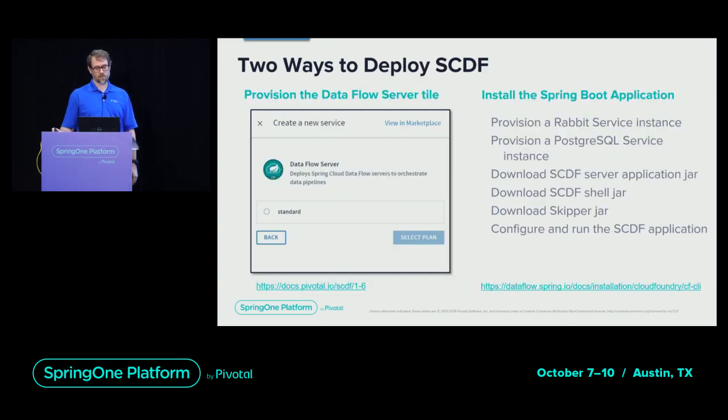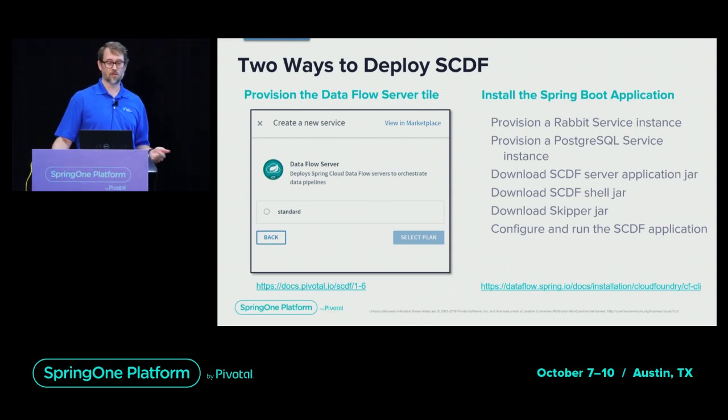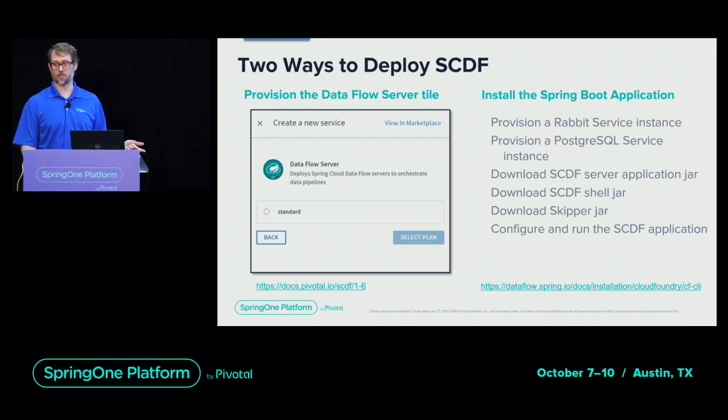And there's basically two ways to deploy Spring Cloud Dataflow on the Pivotal platform. The easiest way is on the left there. If you can provision a service tile, it'll do everything for you. And you need additional services in order to use Spring Cloud Data Flow. Specifically, you need some sort of SQL database, and that's to save the metadata that's related to the applications and streams that you're building. And then you also need a transport or a messaging service, RabbitMQ and Kafka being the two that are supported right out of the box.